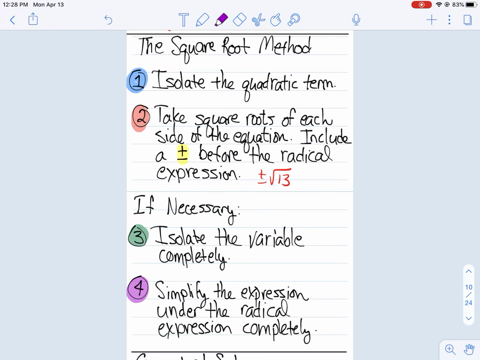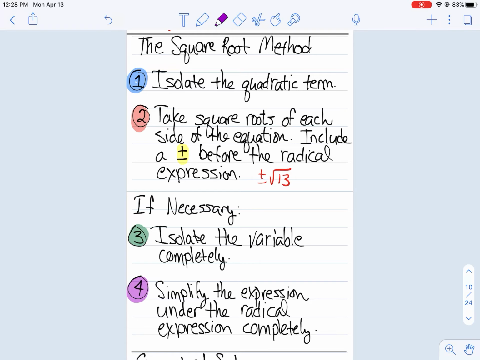You're going to simplify the expression under the radical, okay? So remember when we simplified radical expressions, that knowledge is going to come into play here as well. Remember, square root of 8 becomes 2 radical 2, and those kinds of things. Those things apply here. They also apply on the next method, so don't forget those techniques that we talked about earlier in the semester, okay?